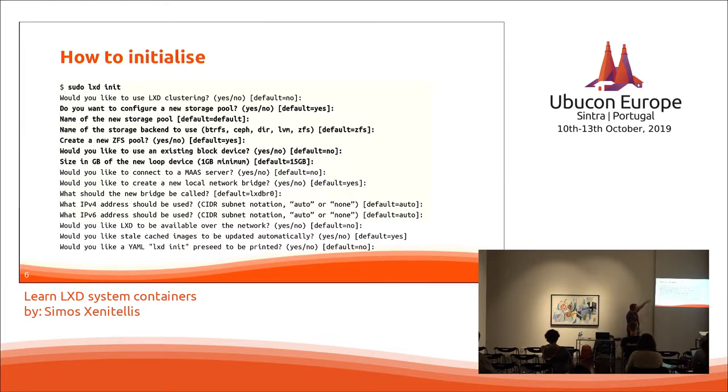Okay? And then it asks, do you want to create a new ZFS pool? We put yes. Would you like to use an existing block device? Now, this is a question. If you have a spare, empty partition, let's say with 50 gigabytes or 100 gigabytes, at this point you can say yes to using an existing block device, and it will ask you for the name of the device, /dev/sda5 or whatever it is. But over there I have pressed enter, so there is no existing block device, and then it asks me for the size. Because I'm using a file, I can specify the size of the file. Size in gigabytes of the new loop device.